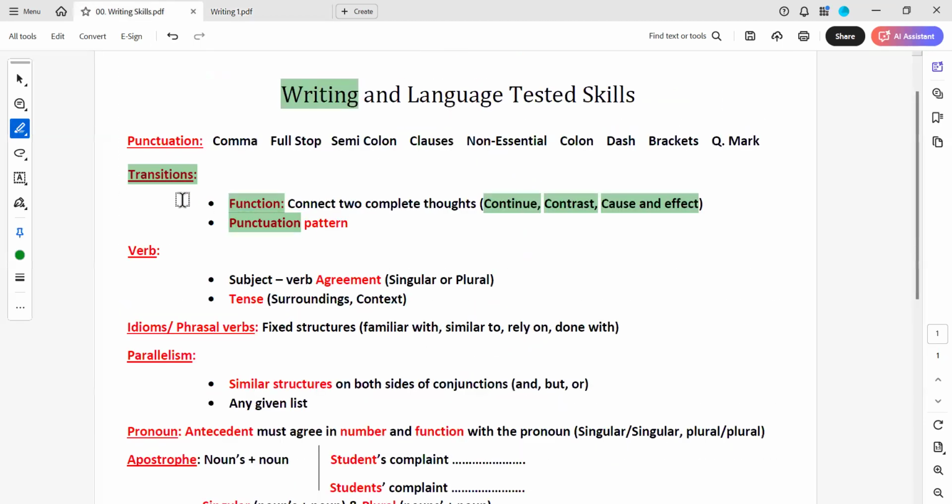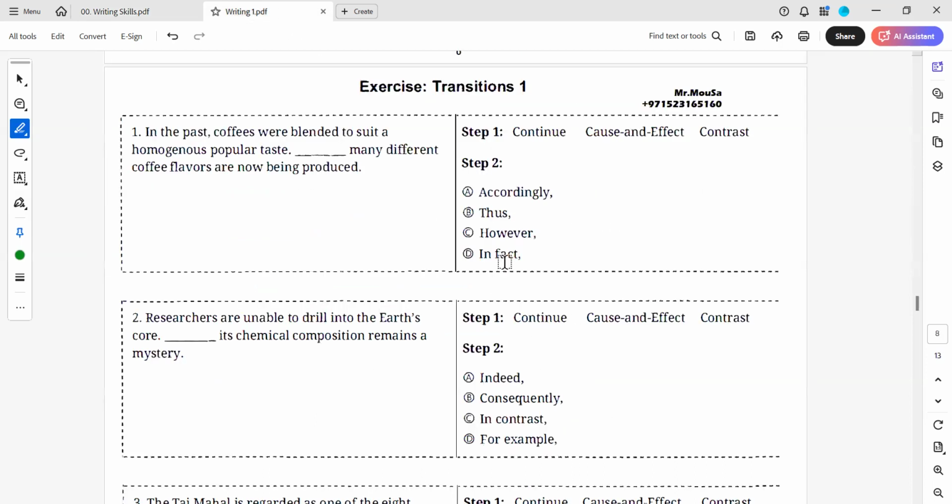Guys, as we said, for transitions, there are two types of questions: function question and punctuation question. Function question, they are just testing the relationship, whether it's continue, it's contrast, or cause and effect. Then we have another question testing punctuation. We're done with the first question, testing the function, testing the relationship. Here we have that drill just to make sure that we're completely familiarized with these questions.